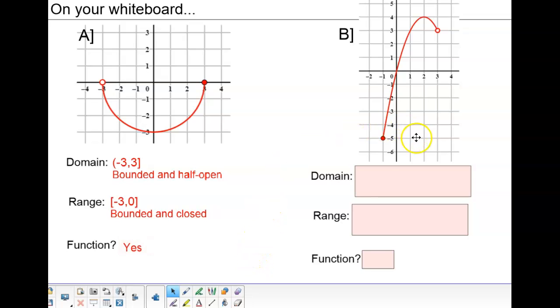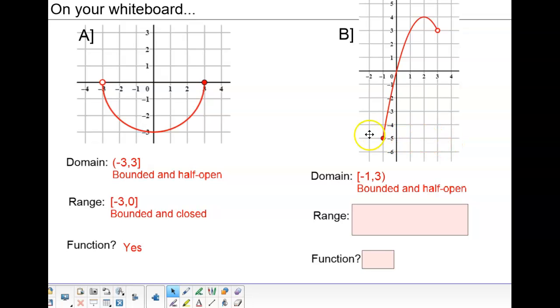Now in example B, the domain, we have the smallest x value is -1, and that's closed. The highest x value is over here at +3, and that's open. So our bounded interval is from -1 to 3. It's half open because this upper bound of 3 is non-inclusive. Then looking at the range is bottom to top. Our lowest y value here in the range is -5, and that's inclusive because of the closed circle.